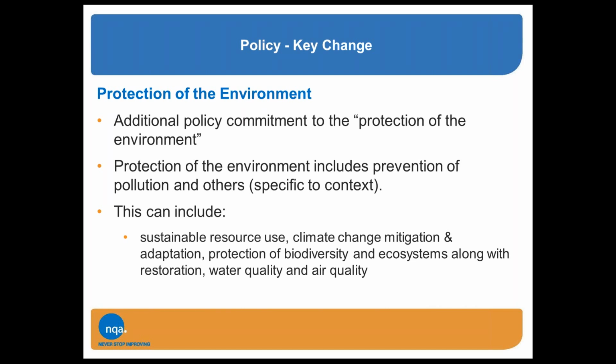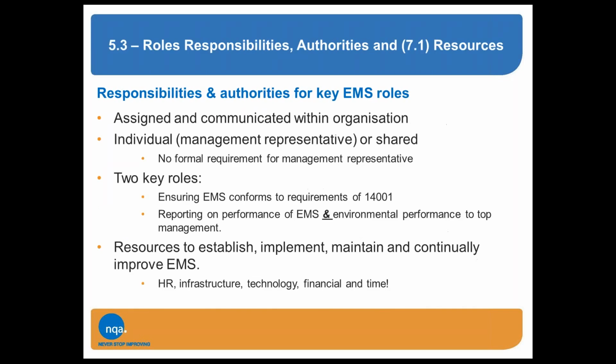And it does include the old commitment, which was prevention of pollution, but it does also look at other things, as you can see listed at the bottom, which could be use of sustainable resources, climate change mitigation, so on and so forth. It's not an exhaustive list, and it can include anything relevant to how your organisation manages its risk within the context of the organisation. However, we will require commitments over and above prevention of pollution, because that is not considered sufficient anymore. Prevention of pollution was seen as being reactive, whereas protection of the environment is proactive. So we do need to see, and your assessors will expect to see, some things in there to look at protection of the environment.